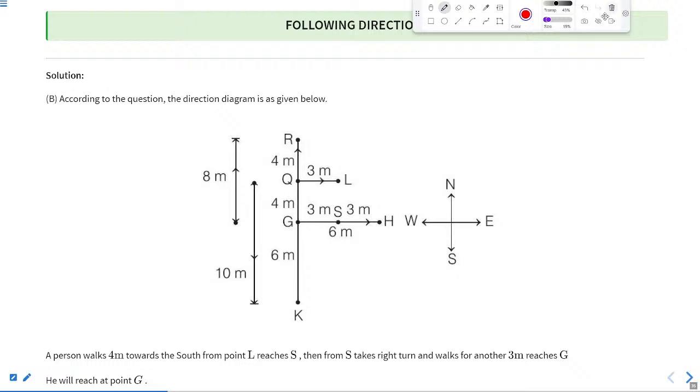Person walking 4 meters south from point L reaches S. S takes a right turn and walks 3 meters to reach G. He will reach point G therefore. Answer is B.